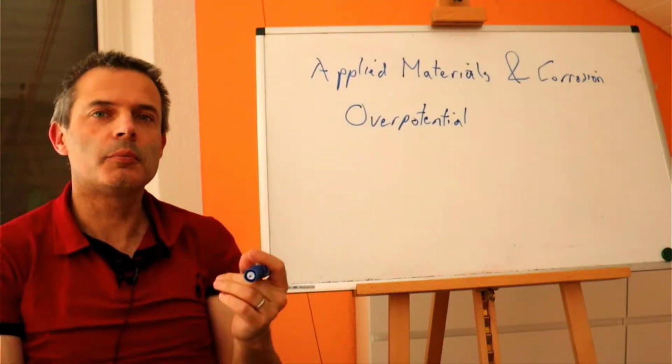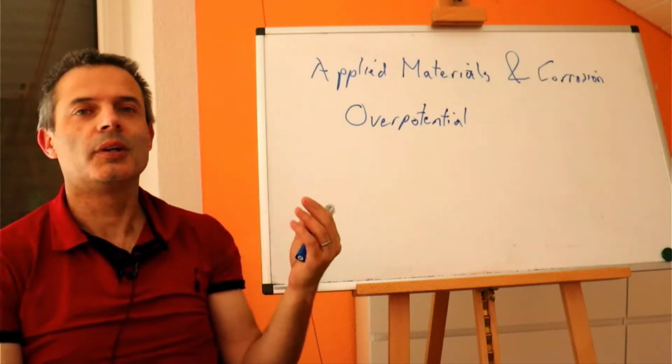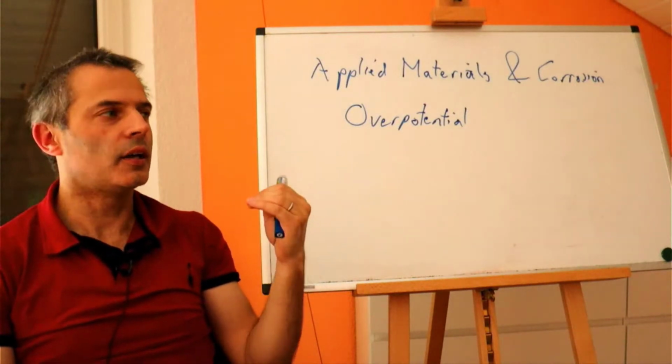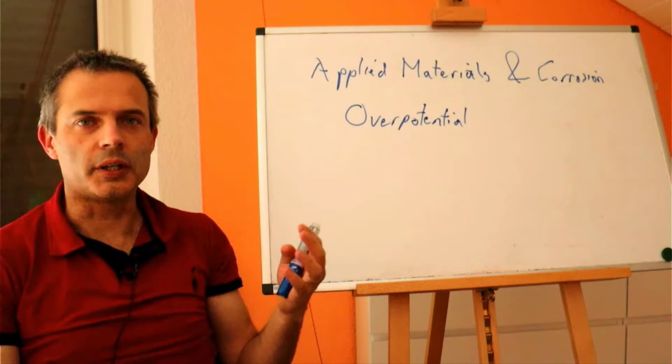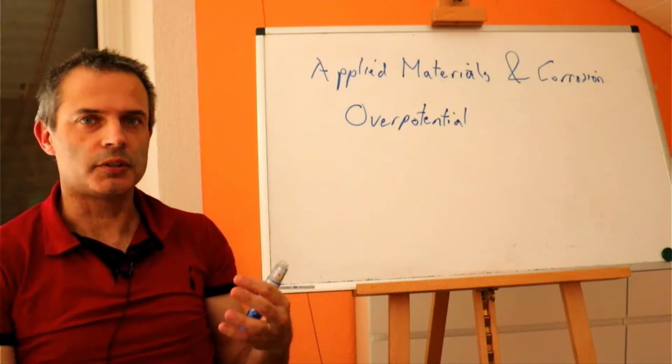Welcome back to Applied Materials and Corrosion. Today I'm going to talk about a phenomenon known as overpotential. It's where an electrochemical reaction at an electrode would be expected to happen, but it doesn't because the surface is not right.